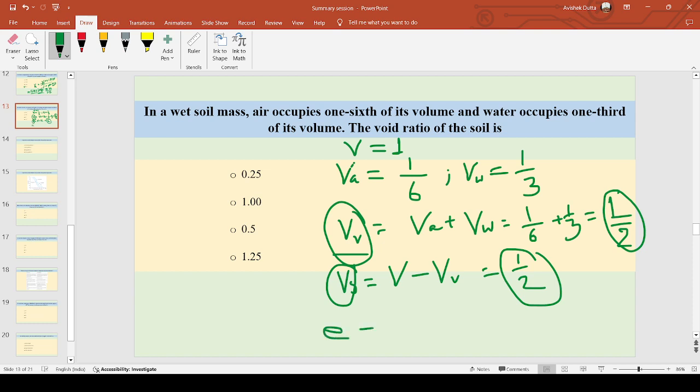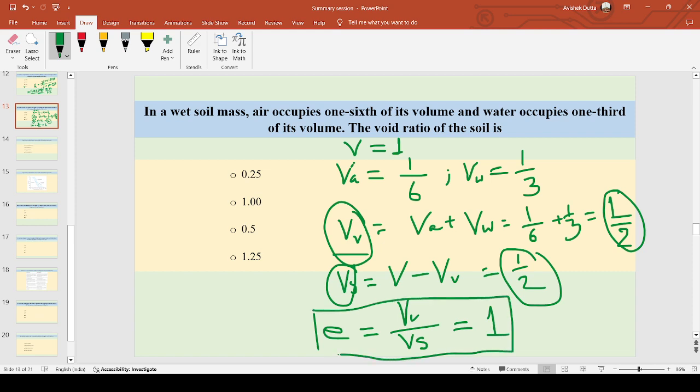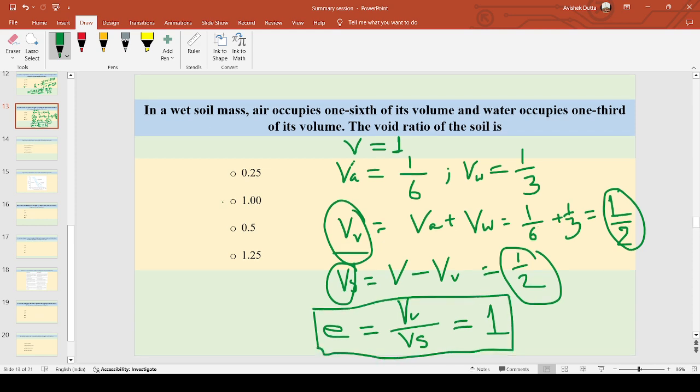Void ratio e equals volume of void divided by volume of soil solids. That will be half by half, or 1. What would have been the answer for porosity? Half, 1 by 2, or 0.5 or 50%, isn't it? Because porosity is volume of void by total volume, that is 1 by 2 by 1, which is 0.5 or half. It is clear, right?